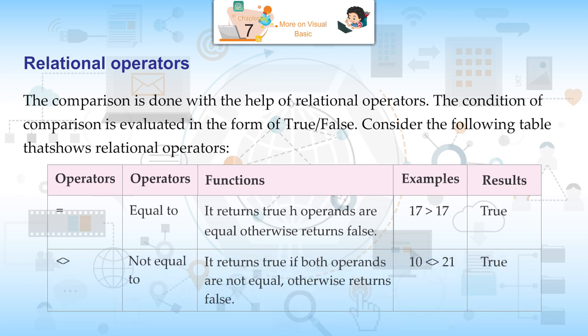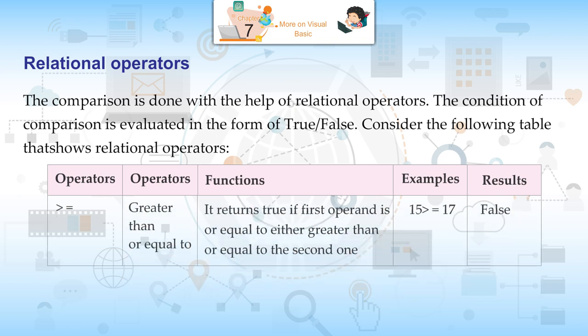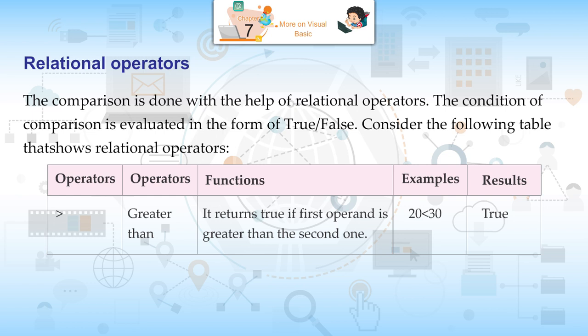Not equal to. It returns true if both operands are not equal, otherwise returns false. 10 not equal to 21, true. Greater than or equal to. It returns true if the first operand is greater than or equal to the second one. 15 is greater than or equal to 17, false. Greater than. It returns true if the first operand is greater than the second one.